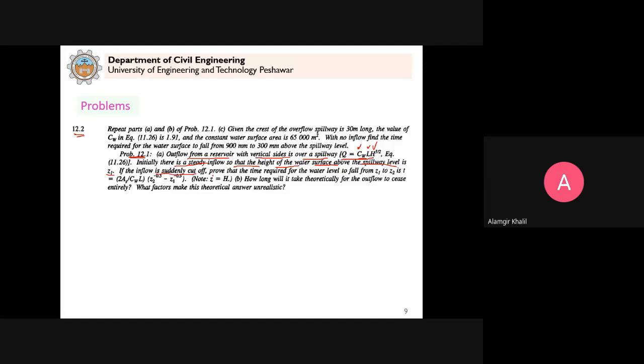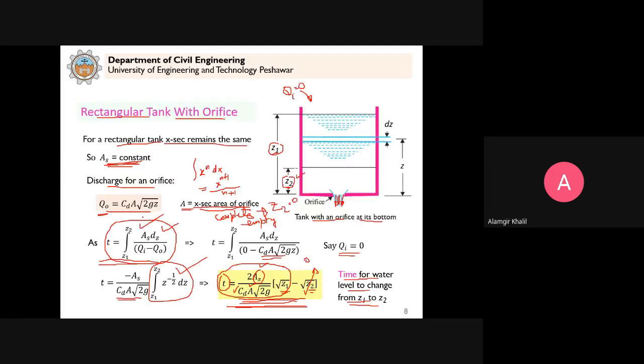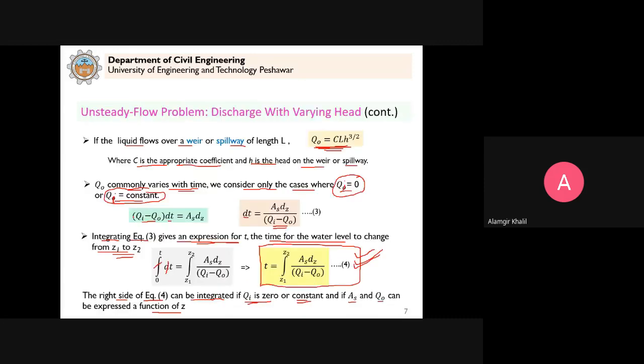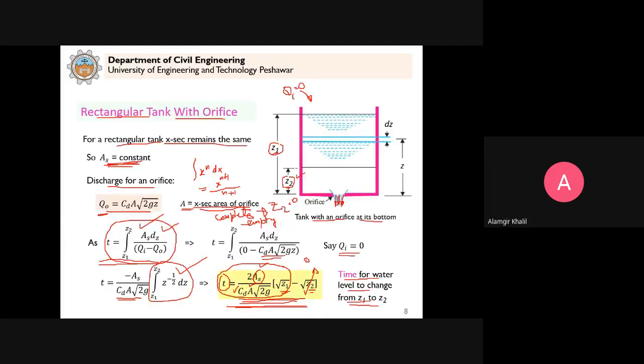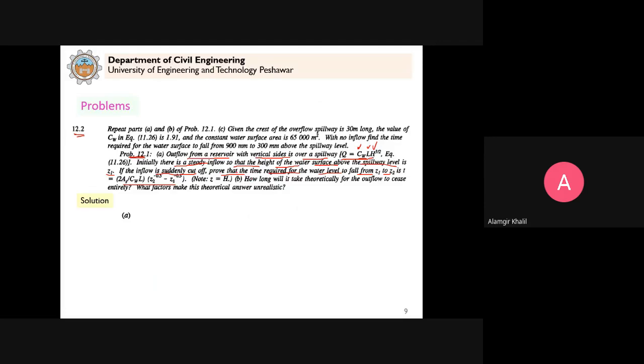If the inflow is suddenly cut off, prove that the time required for the water level to fall from Z1 to Z2 is given by this expression here. From where can we get this expression? We just simplify the general expression that we developed for a weir. Just like I showed you, and we did it for a water tank, you can simplify this equation for a weir. Clear? So this is part one: prove that the time required for the water level to fall from Z1 to Z2 is T equal to this expression.